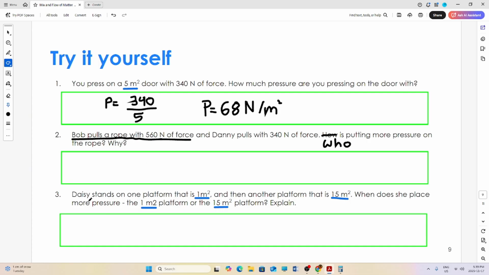Okay, question 3. Daisy stands on one platform that is 1 meter square and the other platform that is 15 meters square. When does she place more pressure? Does she push more pressure on the 1 meter square platform or the 15 meter square platform? Explain why. Okay, well, let's go back.